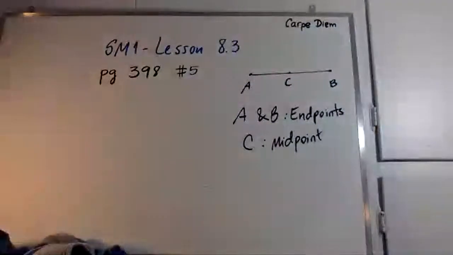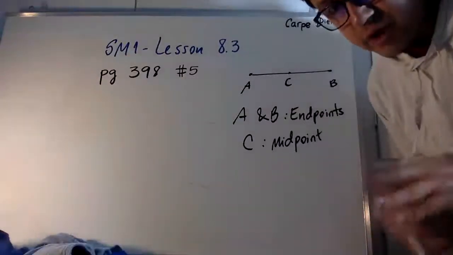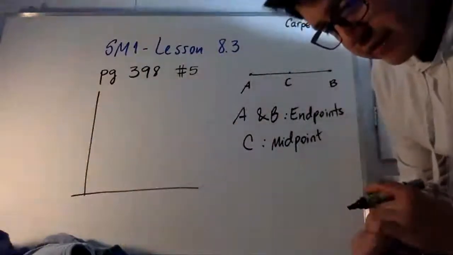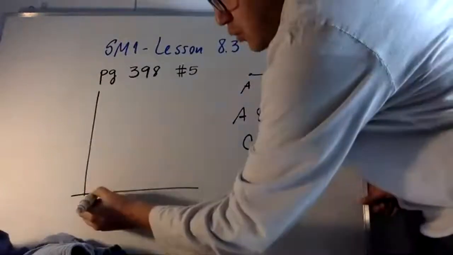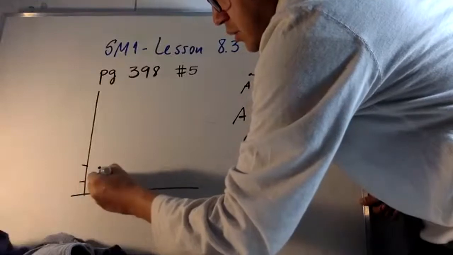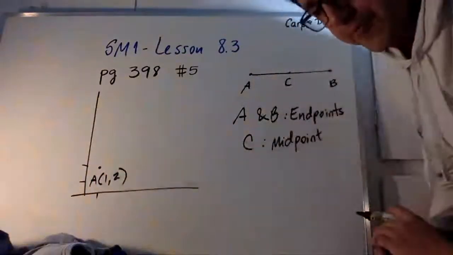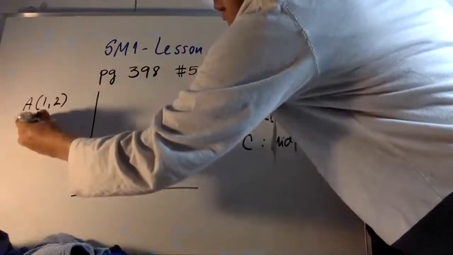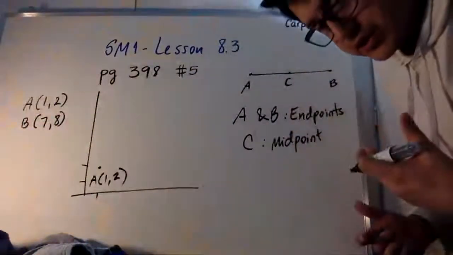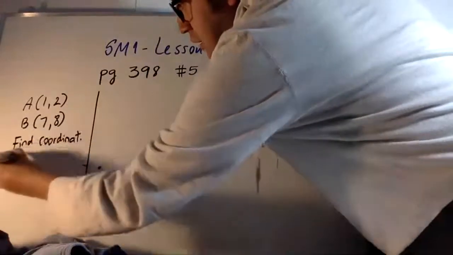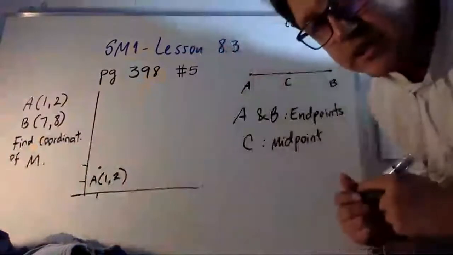Now, give me a second. Let's just draw it to give you some idea of what we have to do here. So we have the endpoints A, B. A is located at 1, 2. So here is A, with coordinates 1, 2. And B is located at 7, 8. And the question is, find the coordinates of M, which happens to be the midpoint.